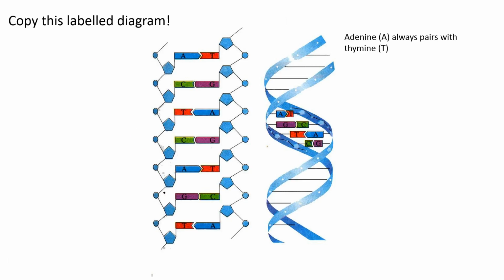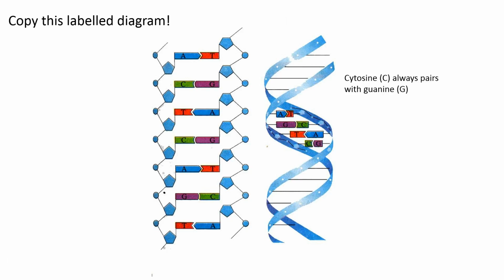Copy this labeled diagram into your notes, please. Also, add a note that adenine, which is the A, always pairs with thymine. And we see that all the way down this sample chain. A only pairs with T, and T only pairs with A. In fact, you can see in the diagram that we've tried really hard to emphasize that fact by making sure that the A and the T fit together. They've got complementary shapes.